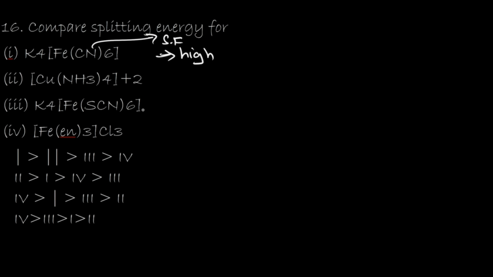Then let's move on to SCN minus. So this is a moderate ligand, causes moderate splitting. It's not as strong as CN. Then comes EN, ethylenediamine, which is a weaker ligand. So considering CN and EN, ethylenediamine, which will become the right answer?